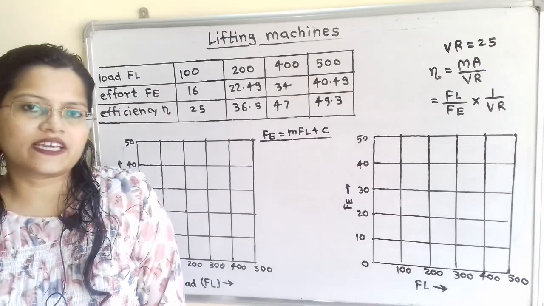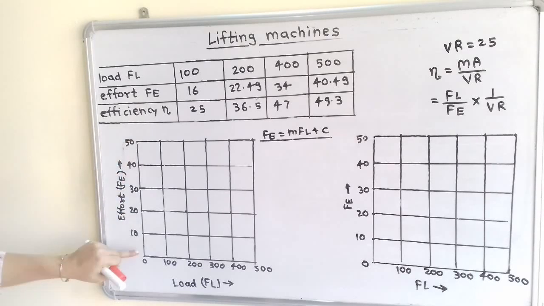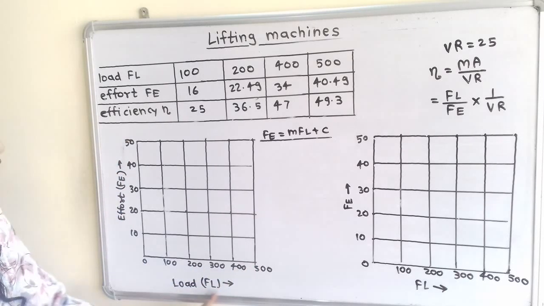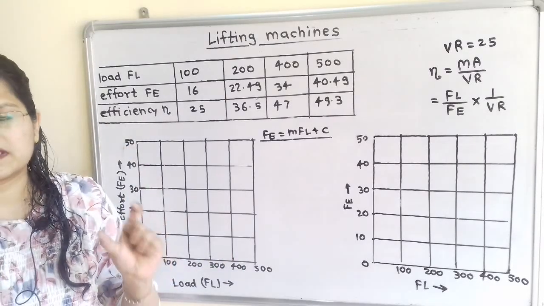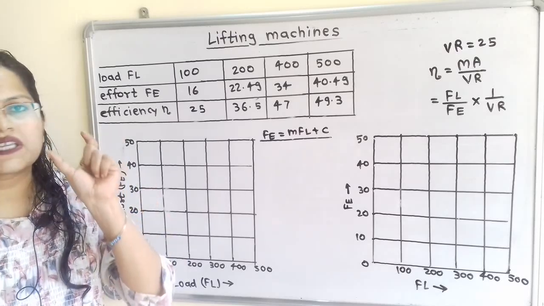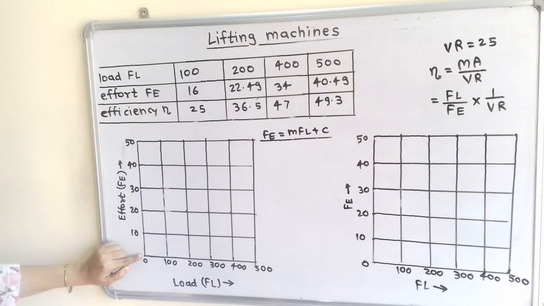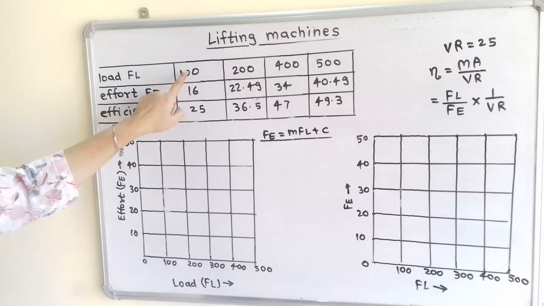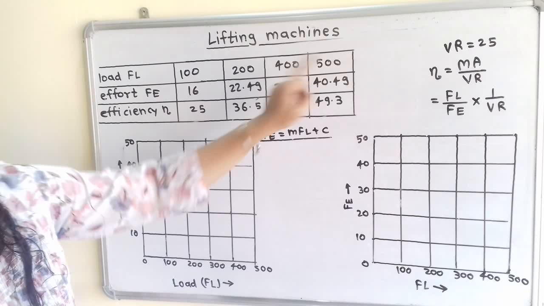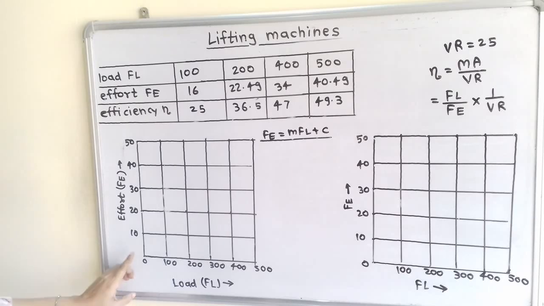So we will plot the graph. We will plot effort, that is FE value, on the vertical line, and FL, that is the load, on the horizontal line. Now we will take some specific distance, the scale, 5 cm as per the space available, and we will start from 0. If we observe the values of load, they vary from 100, 200 up to 500. So this 5 cm distance is equal to 100 Newton. So 0 to 100, 200 up to 500.